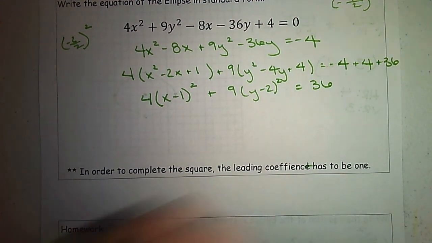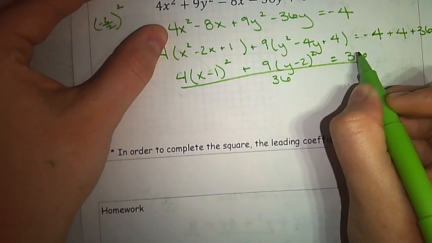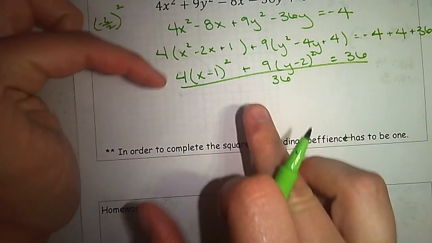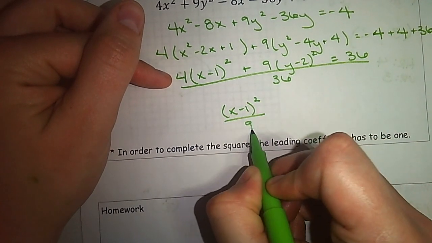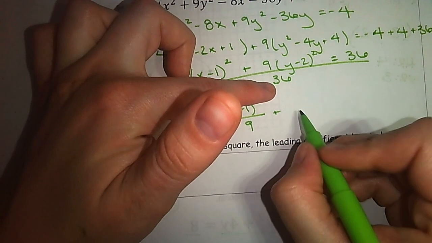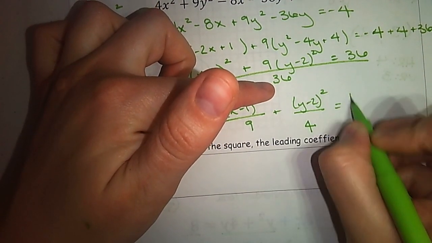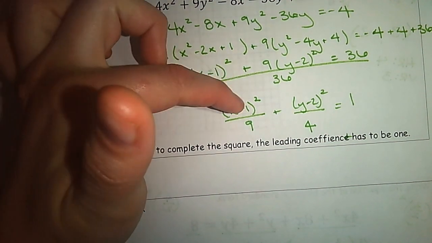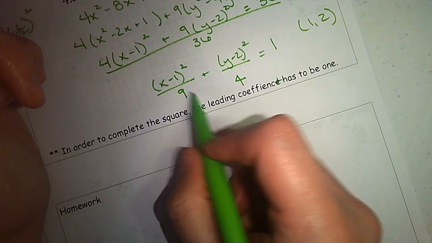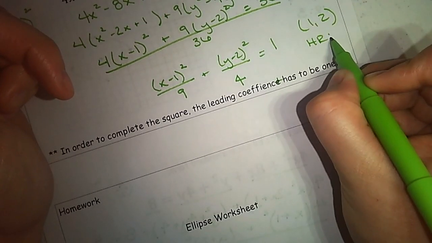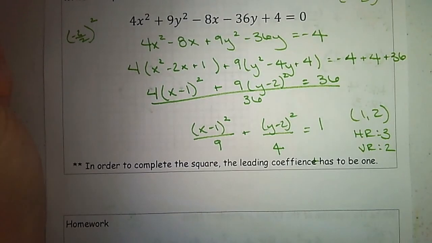All right, last step, I need to divide everything by 36, so I can get this to be equal to a 1. So 4 divided by 36 is going to be 1/9. 9 over 36 is going to be 1/4. And 36 divided by 36 is just 1. So now my center is positive 1, positive 2. I have a horizontal radius of 3 and a vertical radius of 2. Beautiful.